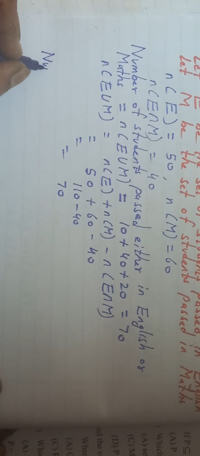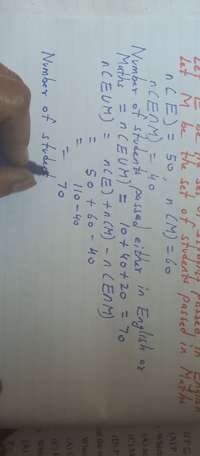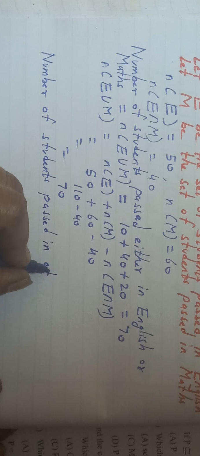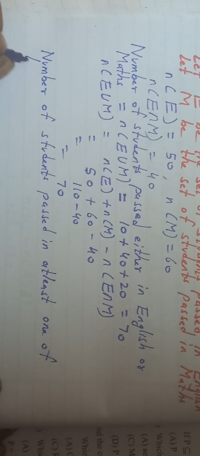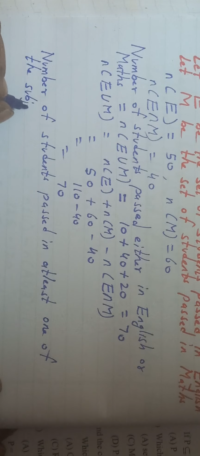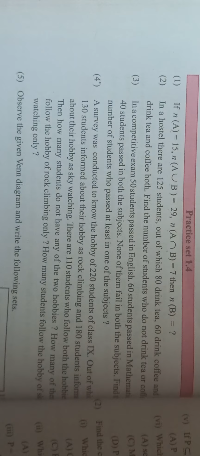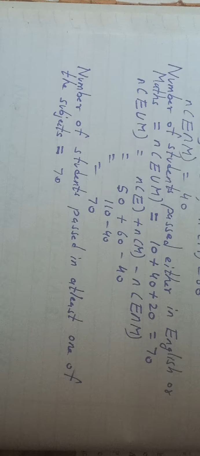number of students passed in at least one of the subjects is equal to 70. Followed? So you have to solve the sums like this. With this I have completed this exercise 1.4.